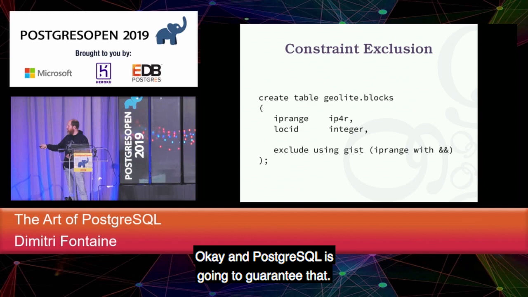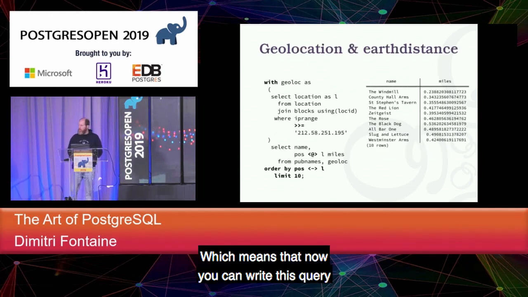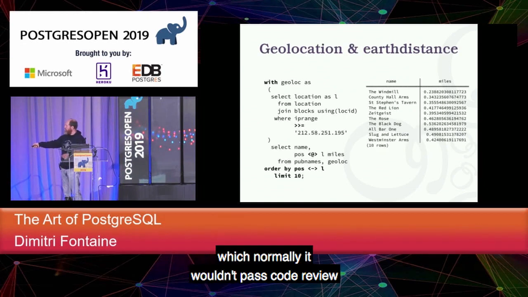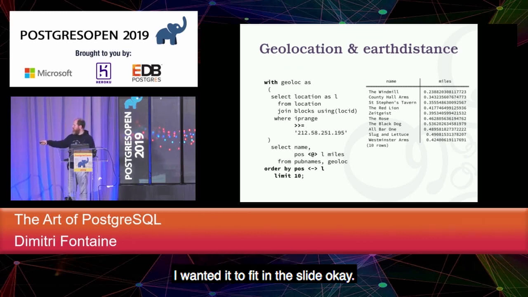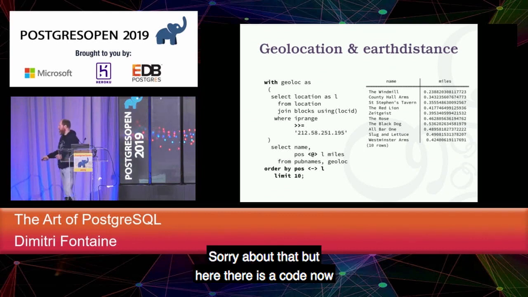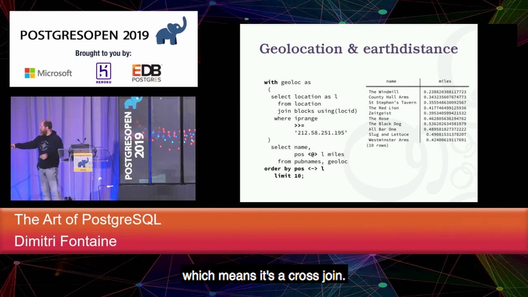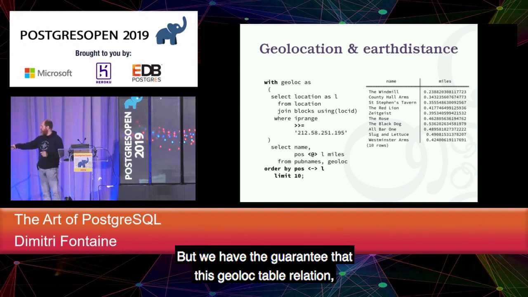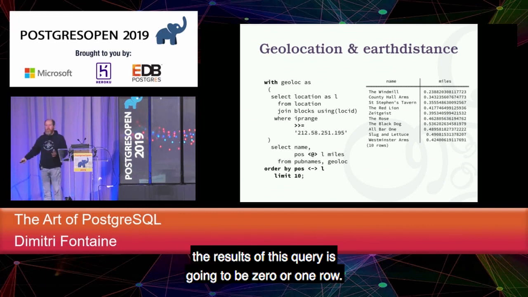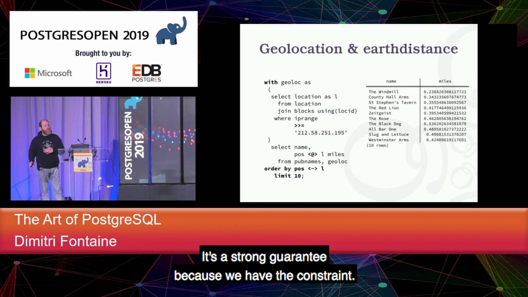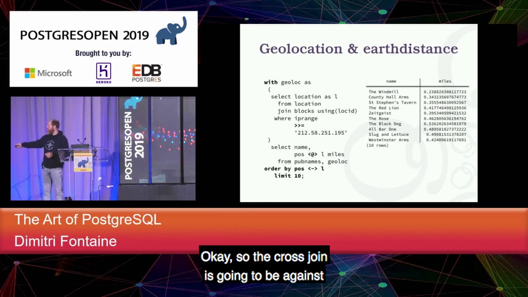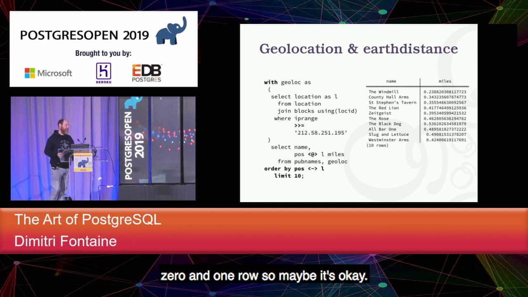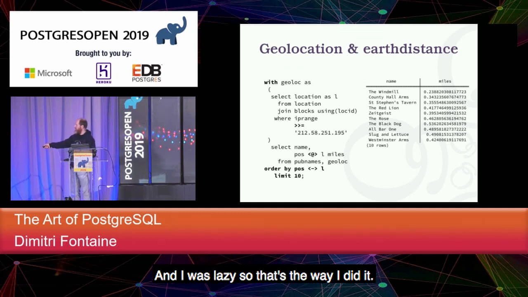And PostgreSQL is going to guarantee that, which means that now you can write this query, which normally wouldn't pass code review, but I didn't comment on that because I wanted it to fit in the slide, okay? Sorry about that. Here there is a comma, which means it's a cross join. Don't do that, never. But we have the guarantee that the result of this query, the geolog table relation, is going to be 0 or 1 row. It's a strong guarantee because we have the constraint, okay? So the cross join is going to be against 0 or 1 row, so maybe it's okay. And I was lazy, so that's the way I did it.